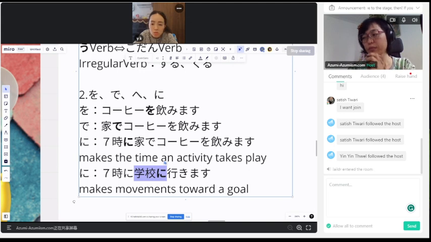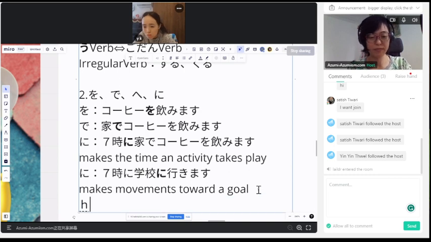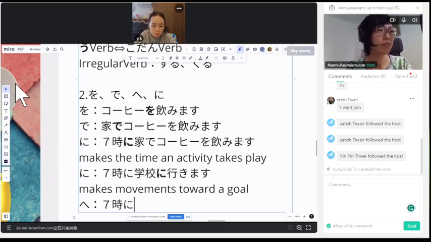The cafe. Our next particle is e. Now, e also marks movement towards a goal, and it is identical to ni. It is used in exactly the same way as the movement version of ni. We had a conversation on Discord about this the other day, over what the difference is in reality. What it comes down to is sort of personal preference. They can be used the same way. There are some situations where e is more used, but for the most part, you just sort of get a feel for it and use the one you like the most.